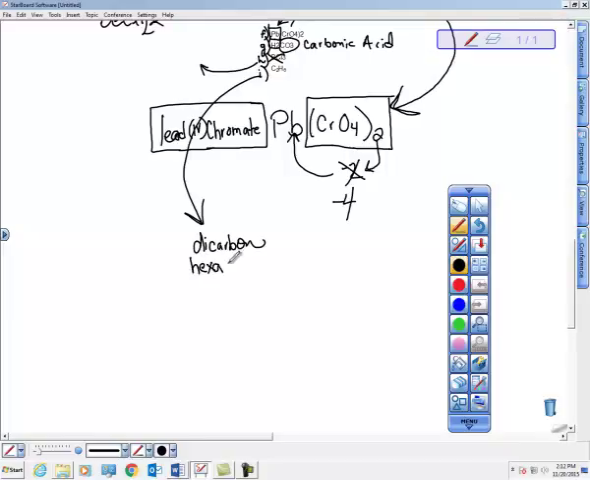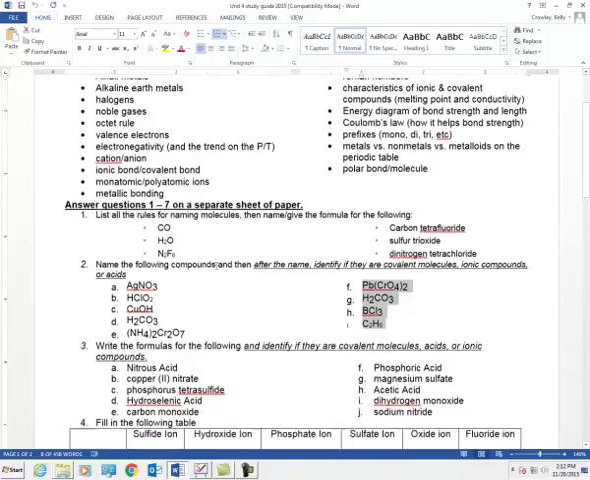Let's see if you guys know how to name this. It's not hydroxide. Do you know what it is? Hydride. Yeah, nice. Hydride. Okay, so dicarbon hexahydride. Okay, very good.